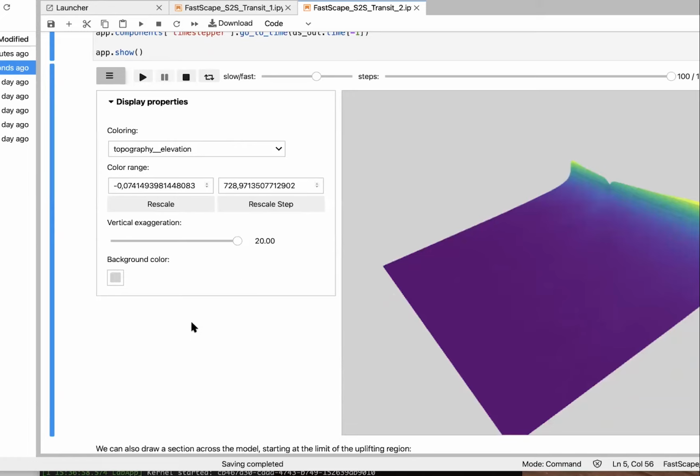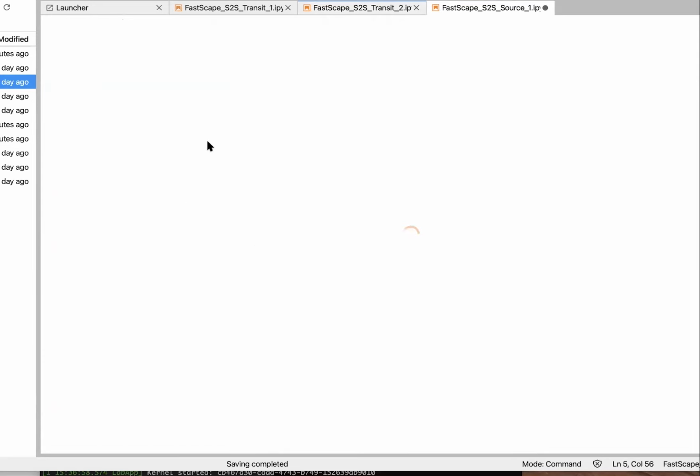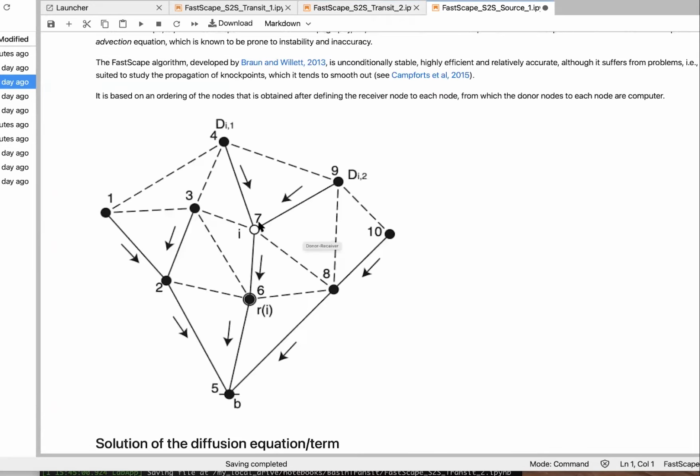I'm going to go now, I don't want to do this, but quickly, maybe I will do this. Go back to the very first notebook that I gave you, where I was trying to describe here the FastScape algorithm. You see, every node only has one receiver, can have more than one donor. Well, we actually found an algorithm that allows you to compute the FastScape algorithm, I think superfluously, assuming it has more than one receiver.